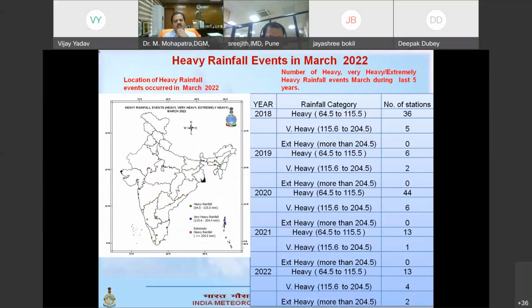If you look at the heavy rainfall activity or disastrous weather, in the month of March we got heavy rainfall activity in some parts of northeastern states and some parts of extreme South Peninsula, especially Kerala and adjoining Tamil Nadu and coastal Karnataka. If I compare with the previous years, 2020 experienced more, with 44 heavy rainfall occasions and 6 very heavy rainfall occasions. In 2018 also there were 36 occasions of heavy rainfall and 5 of very heavy rainfall. And 2021 was similar to 2022 in terms of heavy rainfall activity. All this heavy rainfall activity in March is basically because of thunderstorm activity during this season.